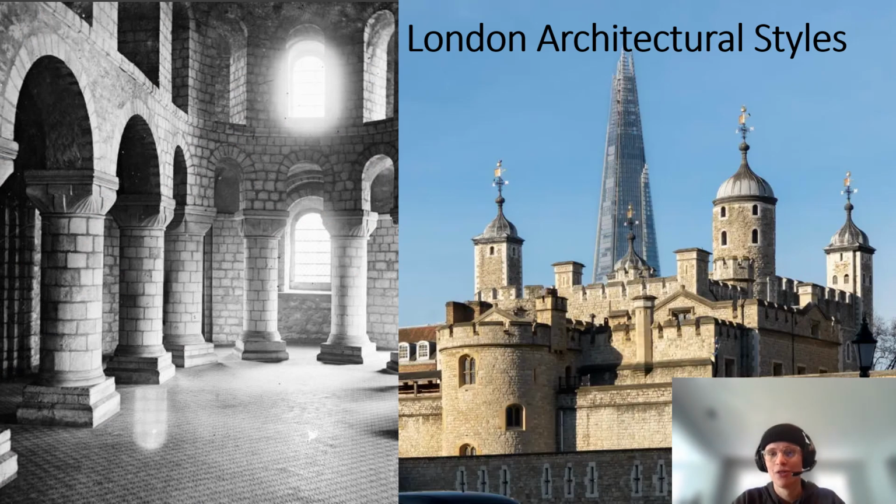Okay, so the first architectural style that we're going to be looking at is going to be Romanesque, or as I'm going to try to be calling it for this video, Norman architecture, because this architecture came from the Normans, who were Vikings from Norway, who conquered through France and made their way into England, bringing their culture, their architecture with them. So we're going to be calling this Norman architecture.